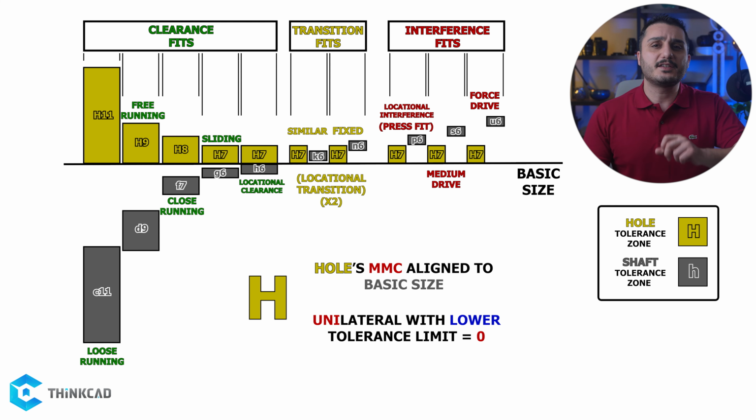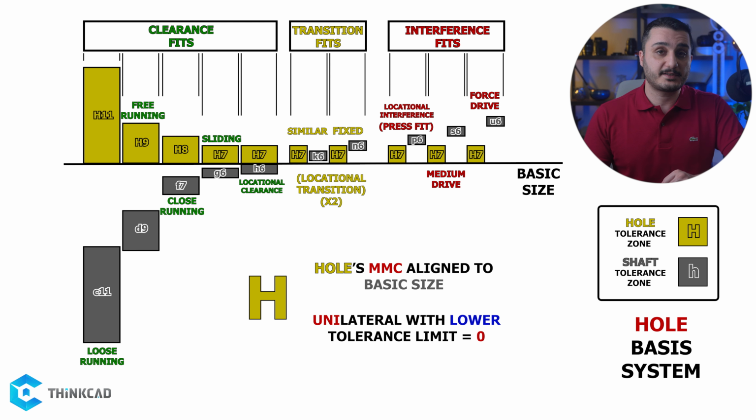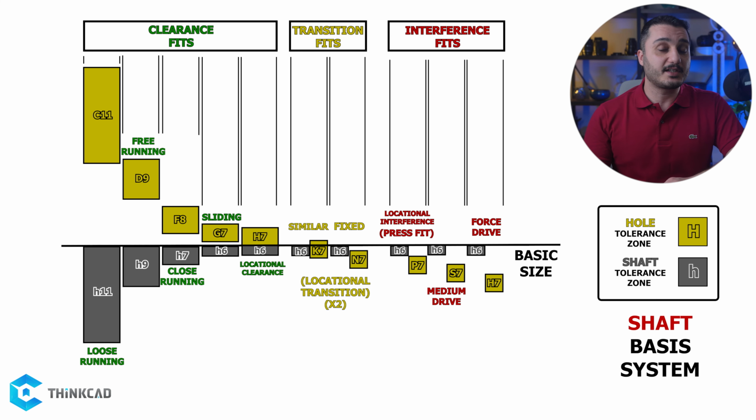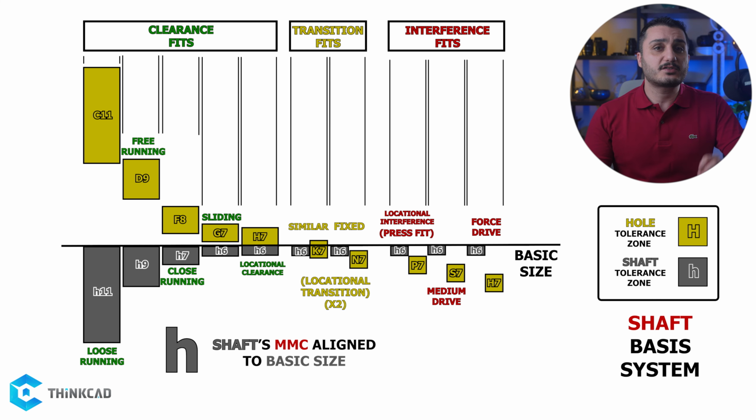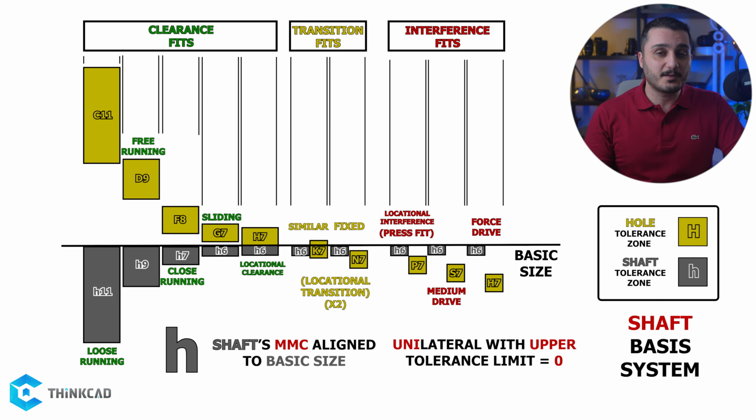If you think about it, this entire table is aligned based on holes, and the shaft tolerance zones move up or down to adjust. This is what we call the hole basis system, which is more common to use. An alternative is to use a shaft basis system, which is the exact same thing with a different arrangement. This time, every single shaft has a lowercase h, which means the MMC of all shafts is aligned on the nominal size. In this system, the unilateral tolerance with 0 on one side belongs to the shafts, and the holes have to adjust their tolerance zones respectively. Now, as I said earlier, the hole basis system is much more common, so that's what I use here.